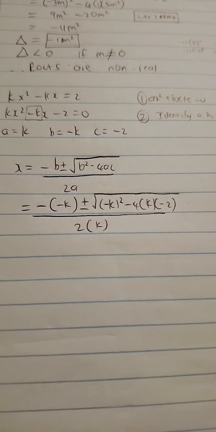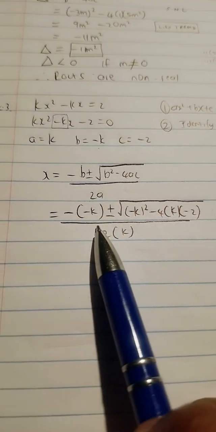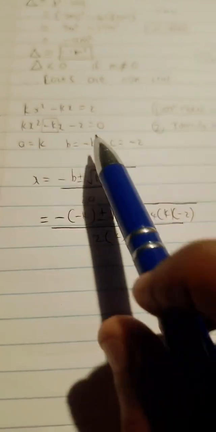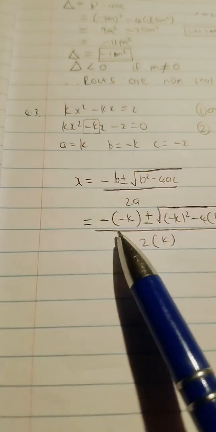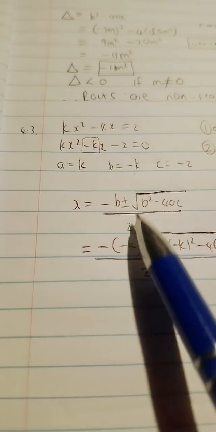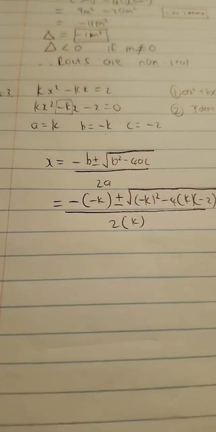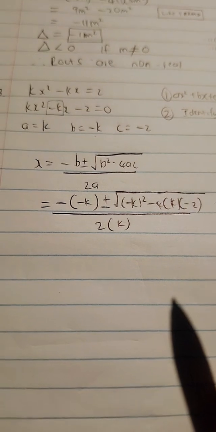Now, don't put yourself under pressure and then end up making mistakes by substituting something that's not there. For instance, in the place of b, you write k, not negative k. You see, careless mistakes like that can cost you big time.